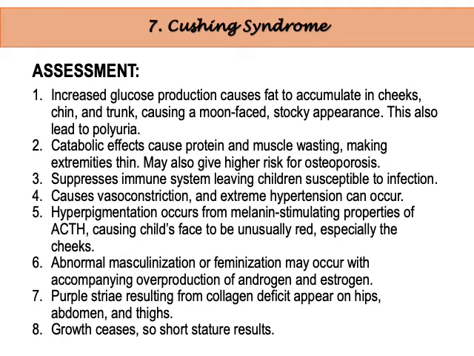Assessment findings. All these findings are because of a high level of cortisol. First, there is increased glucose production, which causes fat to accumulate in the cheeks, chin, and trunk, causing a moon face and stocky appearance. This also leads to polyuria as glucose finds its way out of the body through the urine. Second are catabolic effects which cause protein and muscle wasting, making extremities thin.